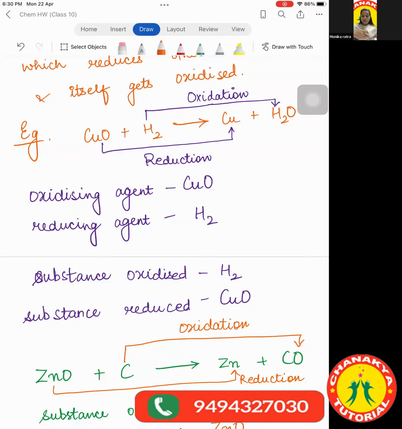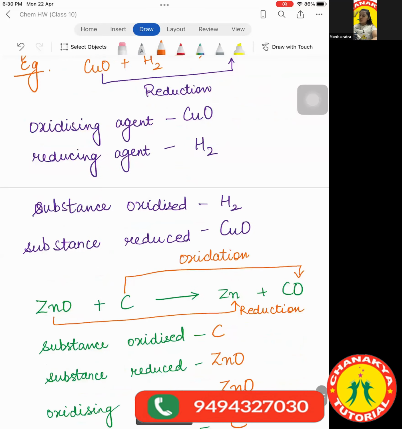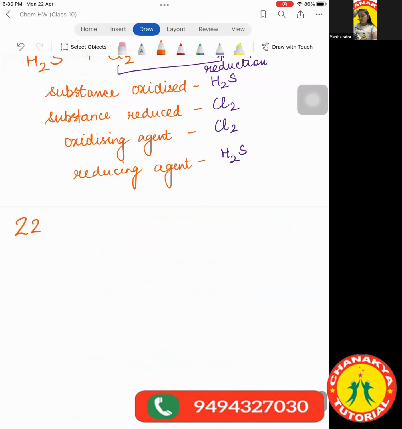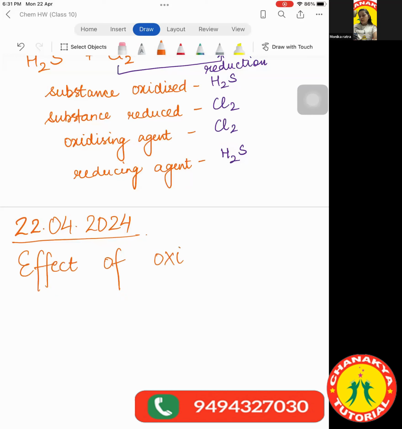Then next we have the effect of oxidation reaction in our everyday life. And it is extremely important. Everyone understand the reactions carefully, write the reactions carefully, practice it today itself, so that when you revise later, you already know all of this. So, effect of oxidation reaction in everyday life.